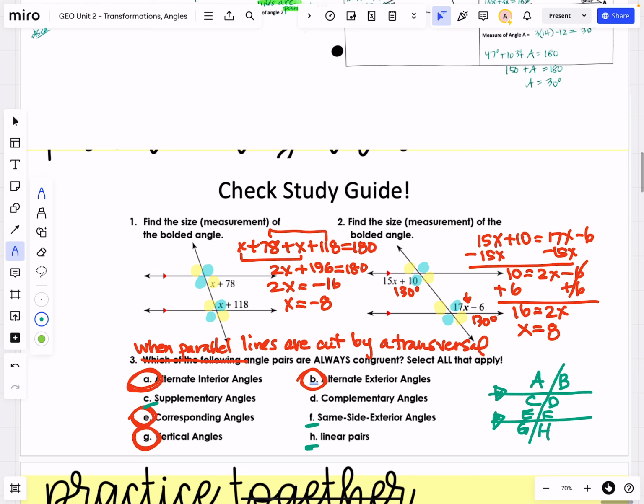And last, linear pairs: any two angles that are right next to each other that make a line, so G and H, F and H, B and D, A and B, A and C, and there's more, okay? All right, moving on.